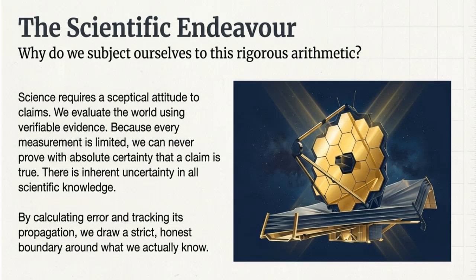As we move forward, it's important to remember that scientific inquiry relies on careful scrutiny and evidence. Every measurement we make has limits, which means we can never claim absolute certainty about any conclusion. Instead, we acknowledge the inherent uncertainty in what we know. By precisely calculating errors and understanding how they affect our results, we create clear boundaries that honestly reflect the extent of our knowledge. This approach helps us stay grounded and ensures that our understanding remains reliable and transparent.